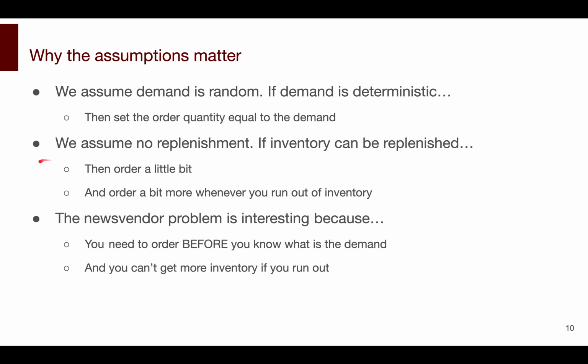The second assumption is no replenishment. If you can replenish your inventory during the sales period, then you only order a little bit and keep on ordering more whenever you're running out. So basically this allows you to order exactly what the demand is going to be, or pretty close to it.